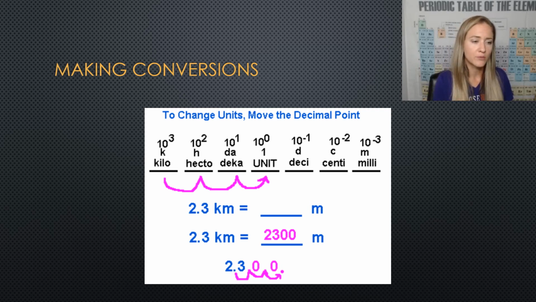So 2.3, after I move my decimal once, there aren't any more numbers to move my decimal point past, so you add zeros. I move my decimal point once past the 3, so then I have to add 2 zeros, making that equal to 2,300 meters.